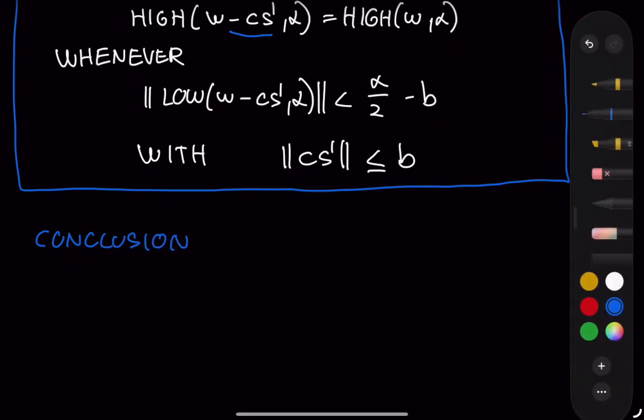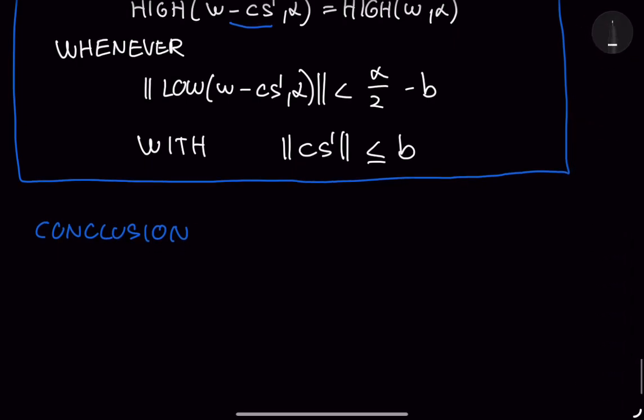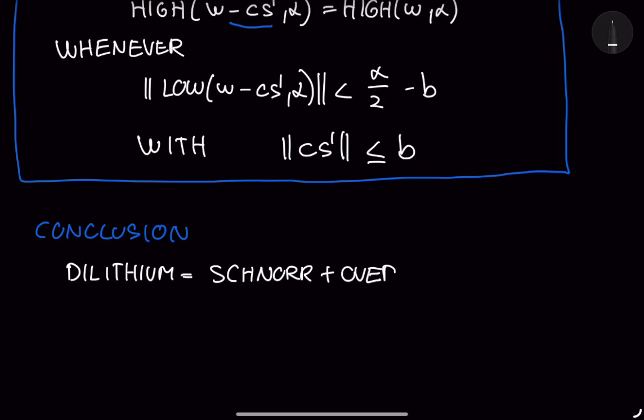what we finally can say is that Dilithium owns the structure of Schnorr over R_q, and we have some rounding to maintain robustness.